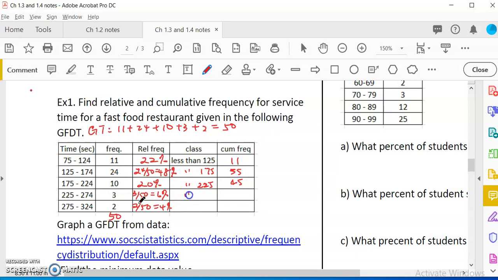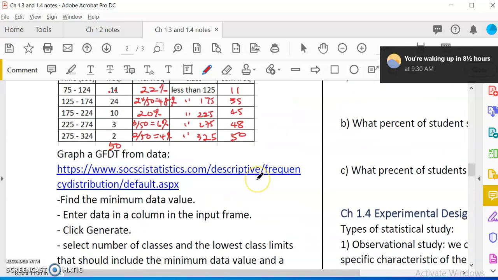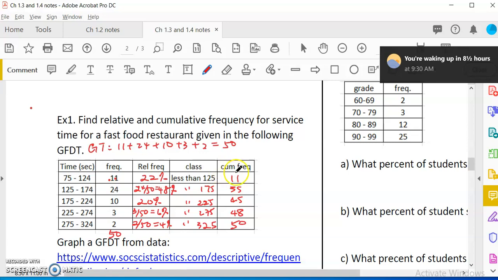What's the next one? It is less than 275. So all the first four classes are less than 275. So 11 plus 24 plus 10 plus 3. And then what is less than 325? All of these are less than 325 because 325 is larger than the highest number. And that is exactly 50. So these are useful if someone asks, what is the percentage? Or you can actually do a cumulative percentage also, cumulative relative frequency also. So that's how you do relative frequency and cumulative frequency.